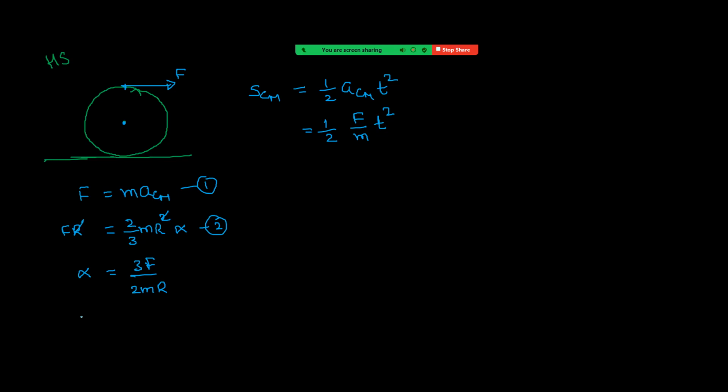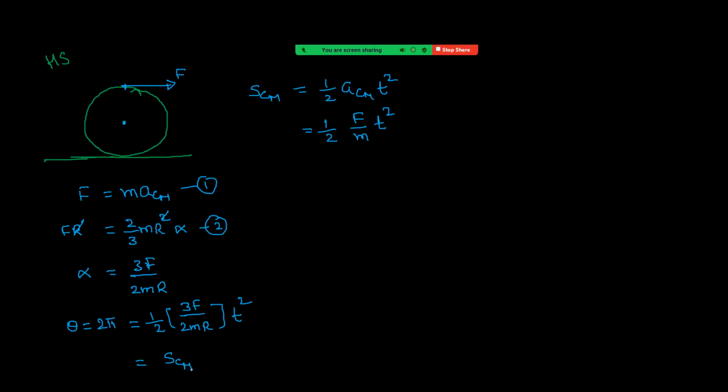The condition given is that by that time it completes one rotation. One rotation means theta equals 2 pi. Since it starts from rest, theta equals half alpha t square, with alpha as 3F by 2MR. Then see from here how to get this. In the place of half, t square, we have F by m.